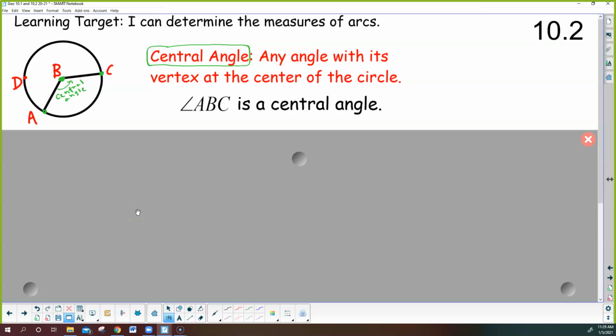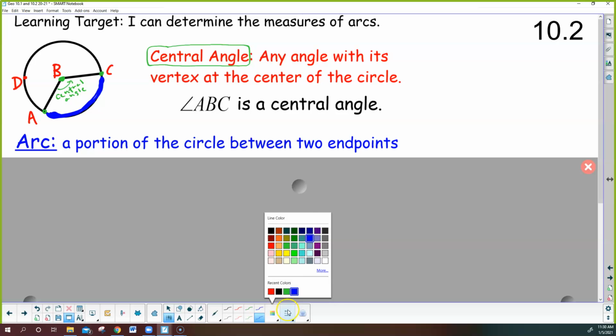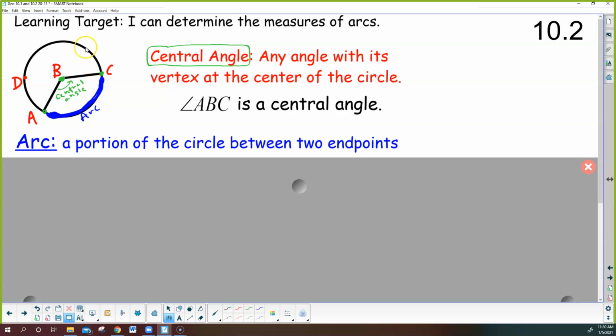Now in a couple minutes, we're going to talk about how to find the measure of that angle and how the measure of that angle actually relates to the arc. And the arc is basically a portion of the circle, or some people say it's the portion of the circumference, right? So it's a certain part around the circle, part of the circle between the two endpoints A and C. I'll let you guys get caught up here.